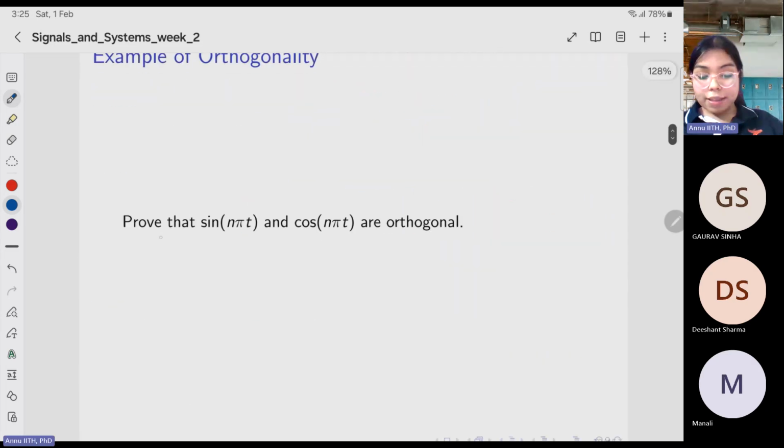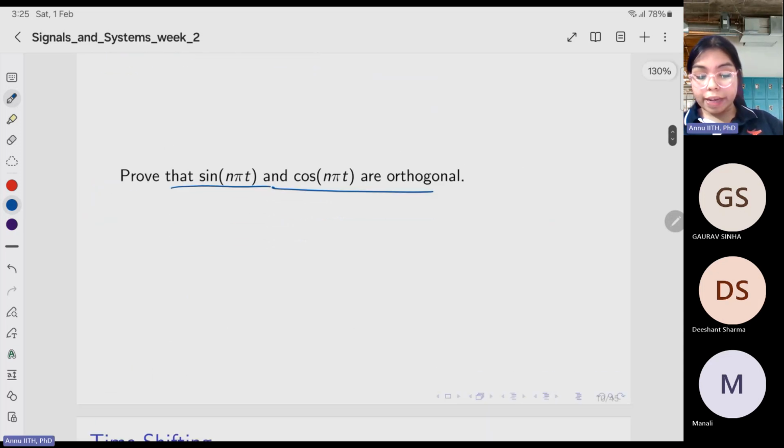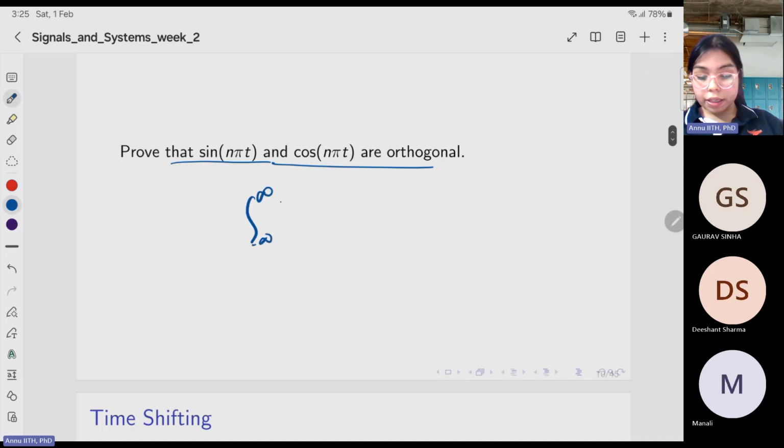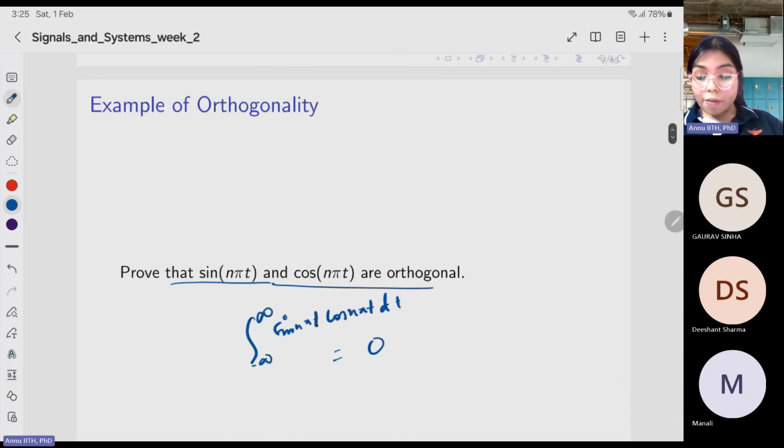So prove that sin(nπt) and cos(nπt) are orthogonal. We already proved it, but we can prove it anyway. The integral from minus infinity to infinity of sin(nπt) cos(nπt) dt should be equal to 0. Okay, and the basic formula you should know: 2 sin x cos y is equal to what?